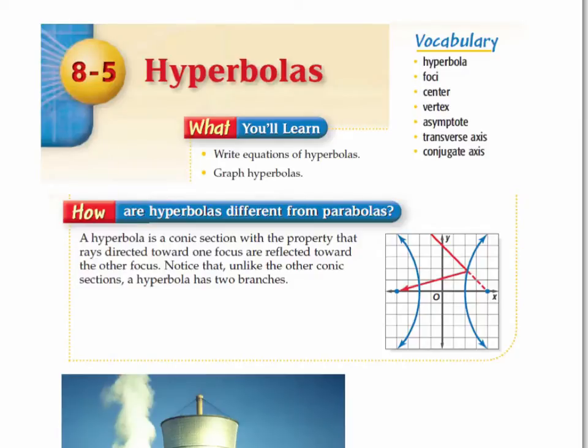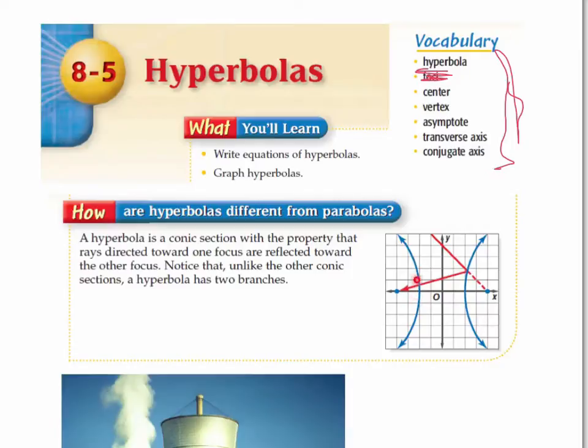The last conic section we're going to talk about is the hyperbola. Pay particular attention to the vocabulary words up here that you need to know. The most important ones, or the least important one, is the foci. You don't really need to worry about that once we've defined it, but you should understand everything else that's up there.